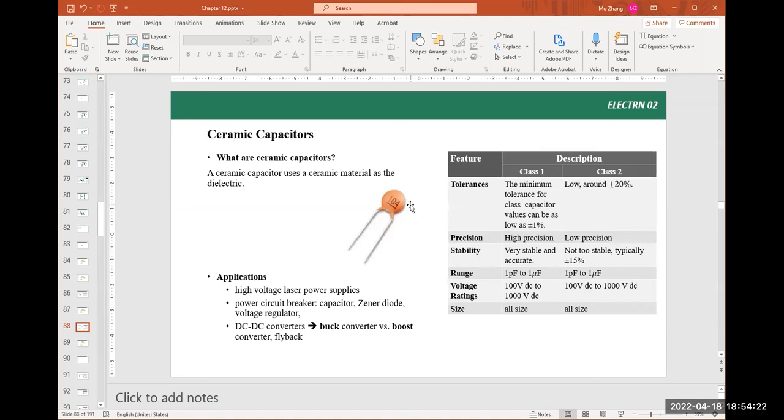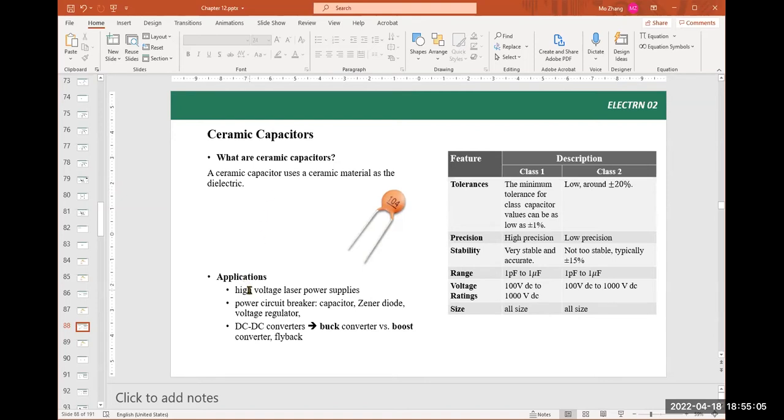This one, most of them have a disc shape. It's a circular shape, with 2 wires. Most of them have no polarities. So if you look at the legs, they have the same length. Easy to tell. A ceramic capacitor is made using ceramic materials as the dielectric, where the material is inserted between the plates. That's called the dielectric. If you use ceramic material for that, that's a ceramic capacitor.